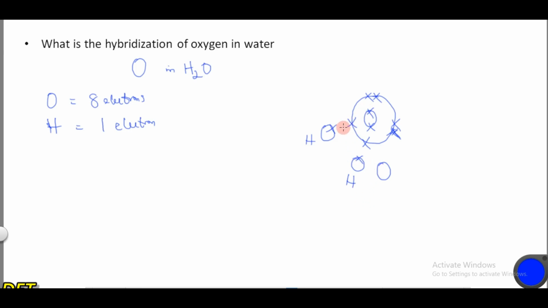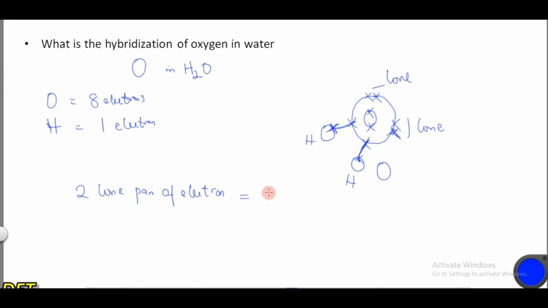So in this compound, hydrogen would bind to oxygen. This hydrogen electron will bind to 1 oxygen electron. This hydrogen electron from another atom would bind with this oxygen electron. And we have lone pairs of electrons. So this is a lone pair of electrons, and this is another lone pair of electrons. So in this compound, we have 2 lone pairs of electrons.